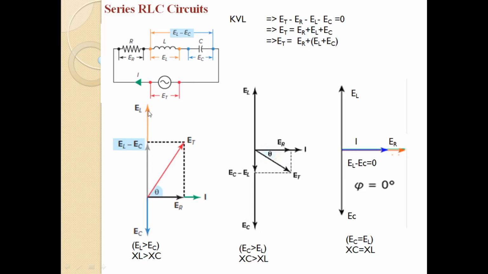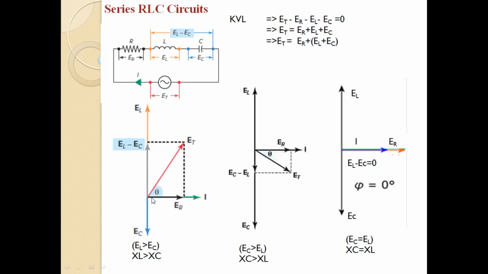And you can see that the magnitude of EL is higher than the magnitude of EC. So the resultant will be along this direction, because EL and EC are in opposite directions, and the resultant will be in the direction of the phasor with the higher magnitude. So here EL is greater than EC, so the resultant will be EL minus EC, which will be leading with respect to the current through the circuit by an angle of 90 degrees.